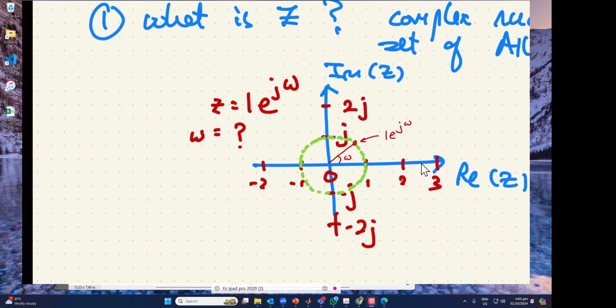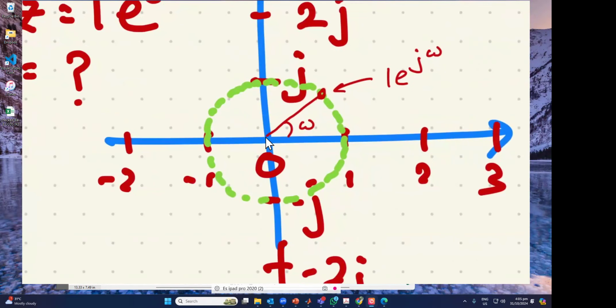0 to 2 pi. Excellent. Okay, so omega can be 0 to 2 pi. And it's 0 to 2 pi because if my omega is 0, then I'm along this blue line. As I increase my omega, I'm moving anti-clockwise.